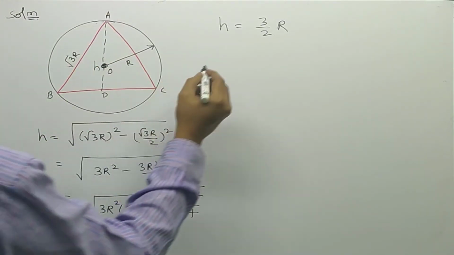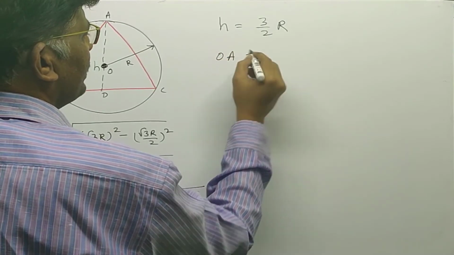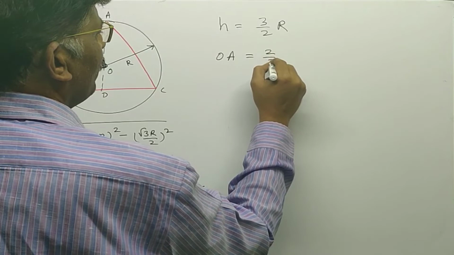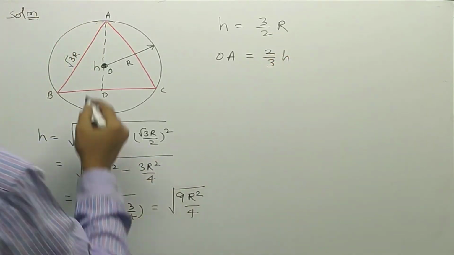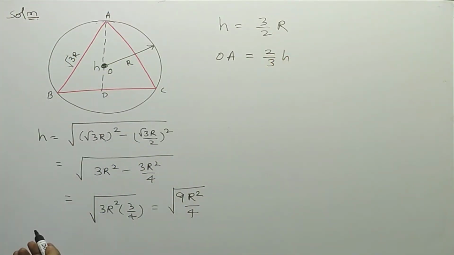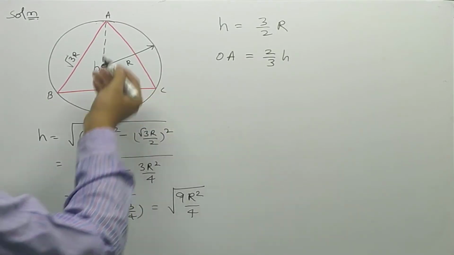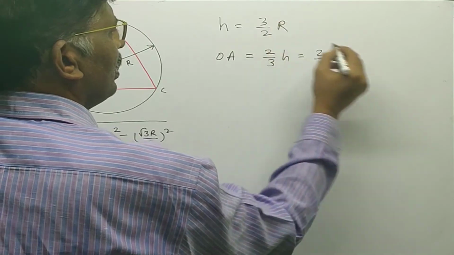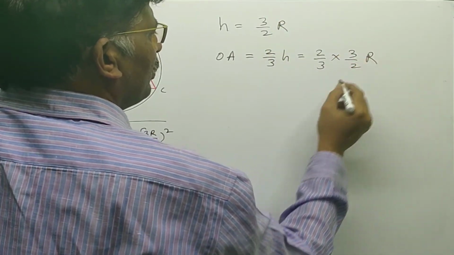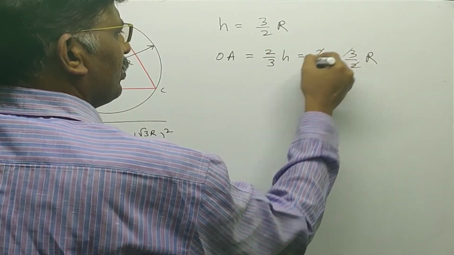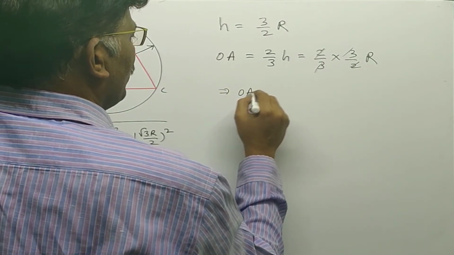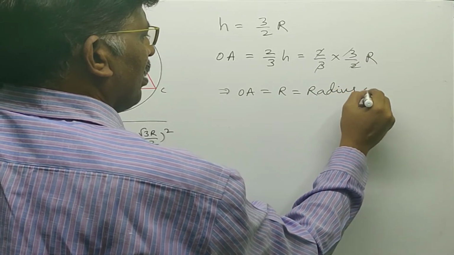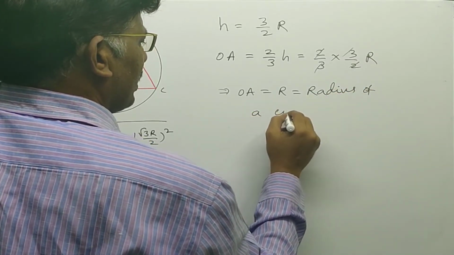Now OA is equal to 2/3 of the height. OA in an equilateral triangle is equal to 2/3 of the height. So that is 2 by 3 into height, which is 3 by 2 r. So 3, 3 cancel, 2, 2 cancel. That implies OA is equal to r, that is equal to the radius of the circular plate.